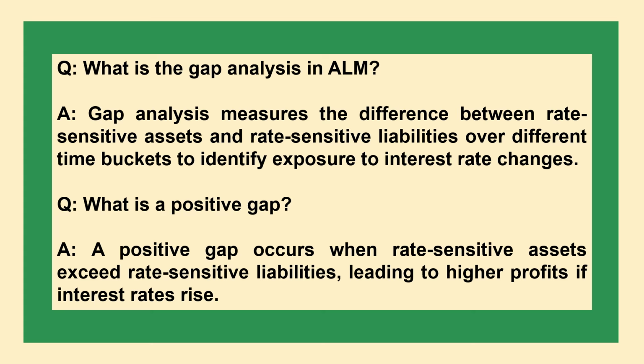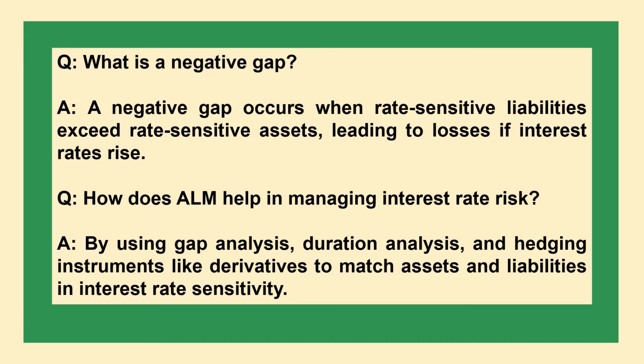Question: what is a positive gap? Answer: a positive gap occurs when rate-sensitive assets exceed rate-sensitive liabilities, leading to higher profits if interest rates rise. What is a negative gap? Answer: a negative gap occurs when rate-sensitive liabilities exceed rate-sensitive assets, leading to losses if interest rates rise.